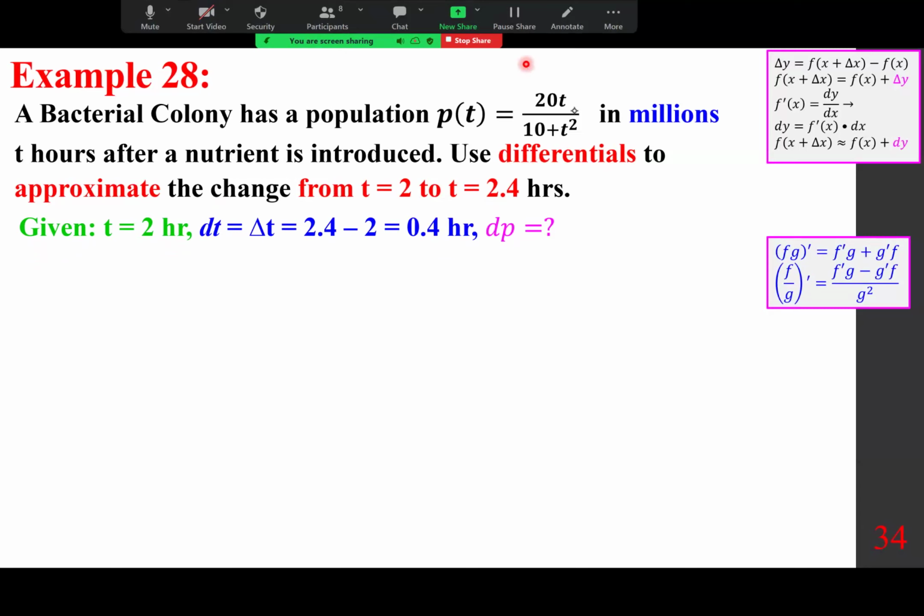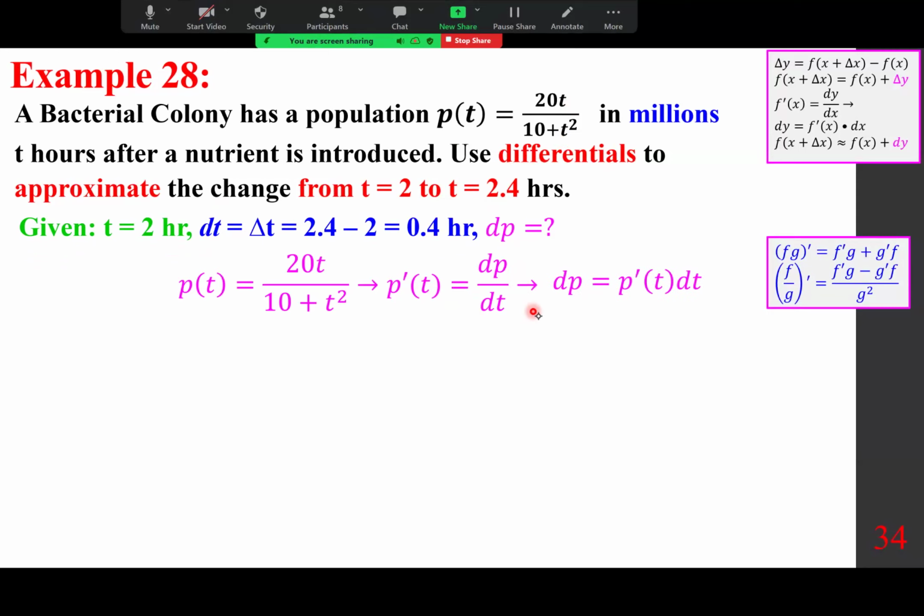So P of t is given. If we find P prime of t, that means we find dP/dt, and dP would be the product of these two, P prime of t dt. So first and foremost, let's find dP/dt or P prime of t using the quotient rule. So I'm going to call this f over g, and we need f prime g minus g prime f over g squared.